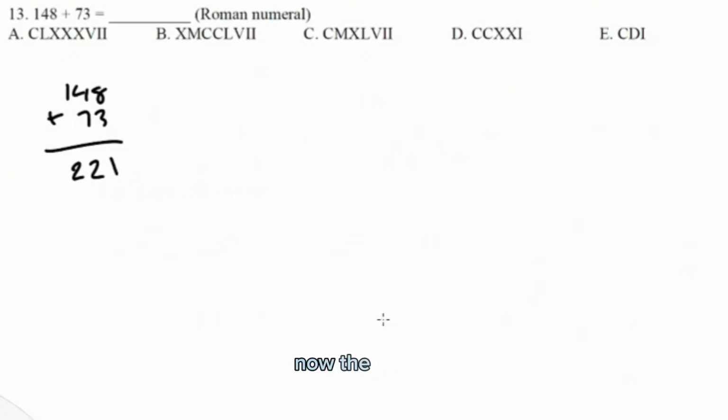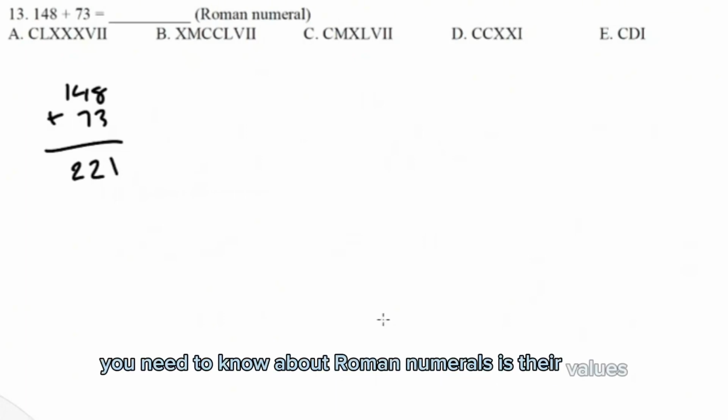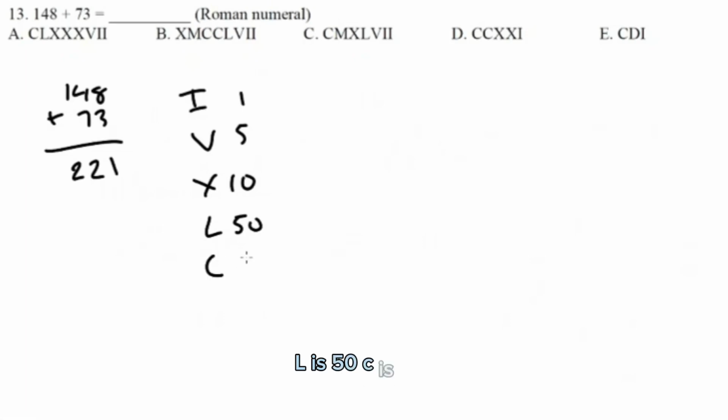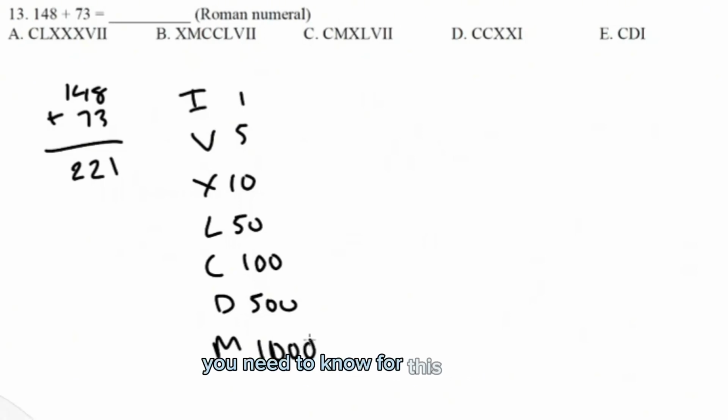Alright, now the things you need to know about Roman numerals is their values. So you have I, which is 1, V is 5, X is 10, L is 50, C is 100, D is 500, and M is 1000. That's all you pretty much need to know for this problem.